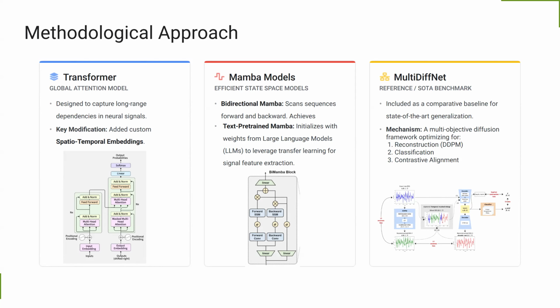Finally, on the right is MultiDiffNet, our chosen state-of-the-art benchmark. It is a generative diffusion framework that jointly optimizes three objectives: DDPM-based signal reconstruction, classification, and contrastive alignment, encouraging the model to learn a subject-invariant latent space.